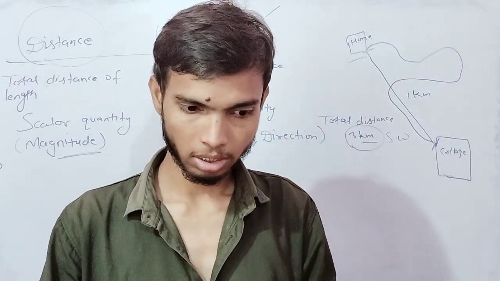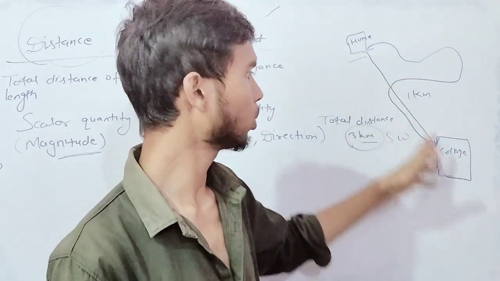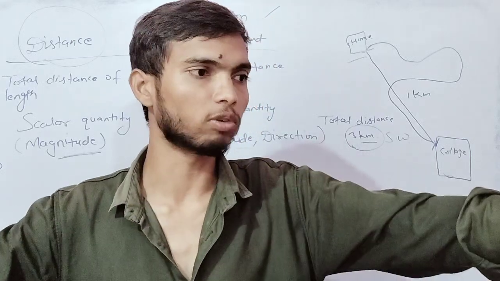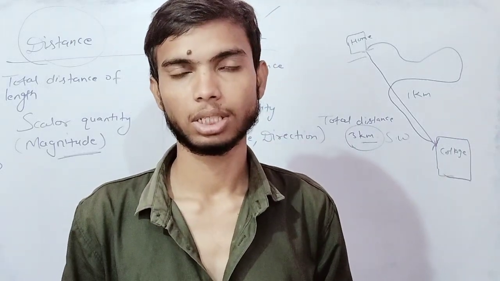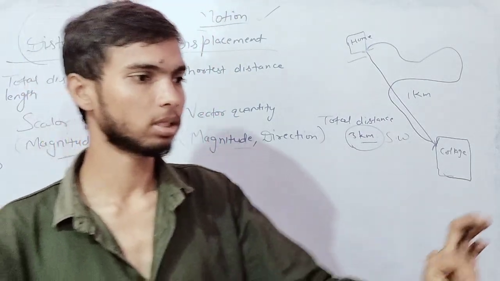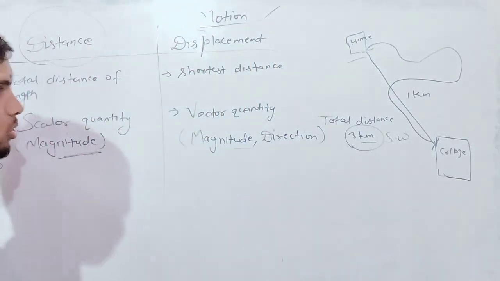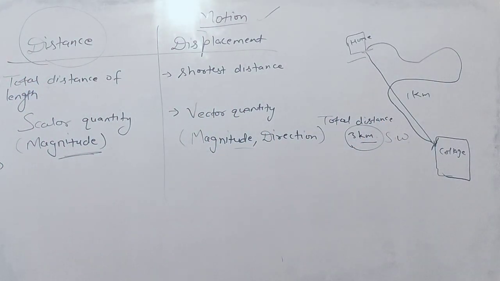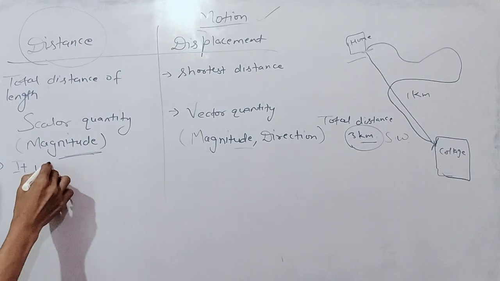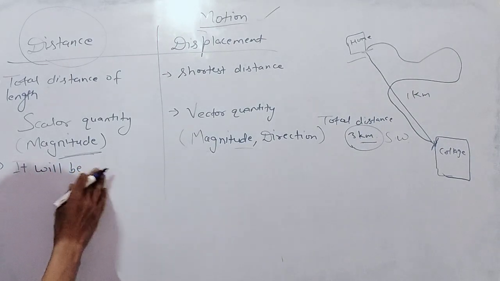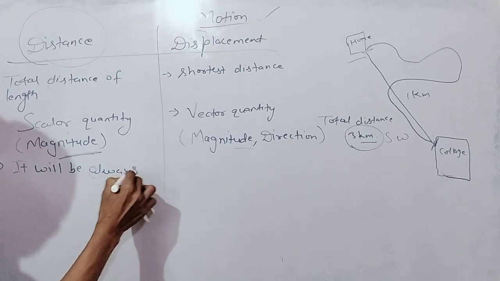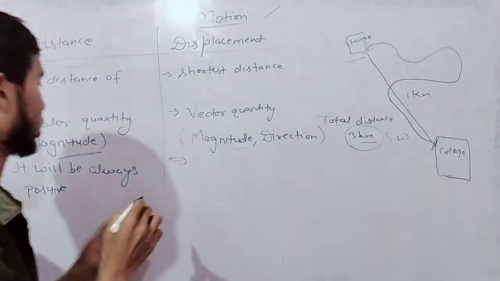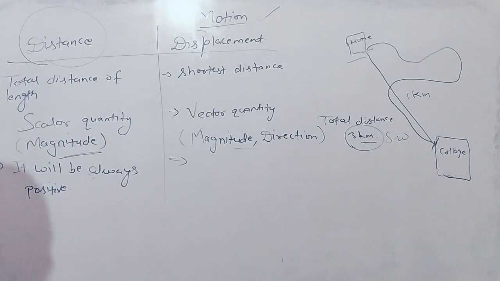Distance between these two is how much, 3 kilometer, and when you measure this 3 kilometer, you will find the college in this direction. College will be in the southwest direction. So now 3 kilometers southwest direction is this place. Now distance will be always positive. Clear? Always positive. Only positive. Distance will have positive. Always remember.